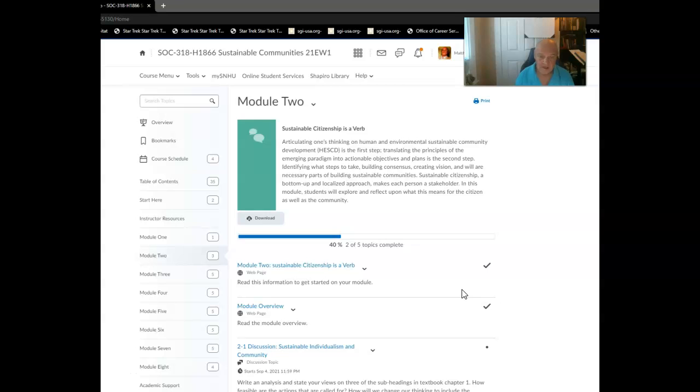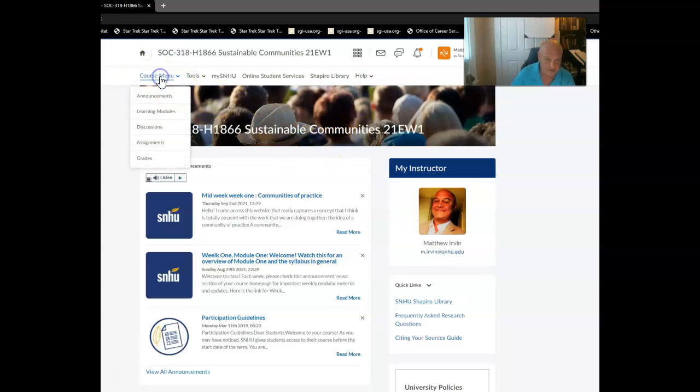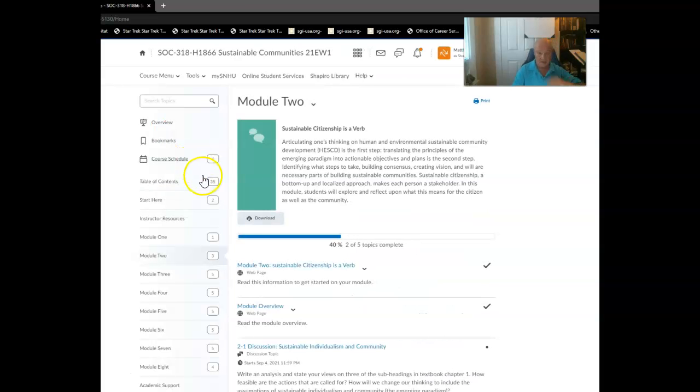Okay, today I'm going to go over with you what we need to do for module 2, how we need to proceed, and how we should organize our time. So I'm here in module 2. I'm going to switch to student view here. I like to do so we can all be looking at the same thing. Okay, so this is module 2.